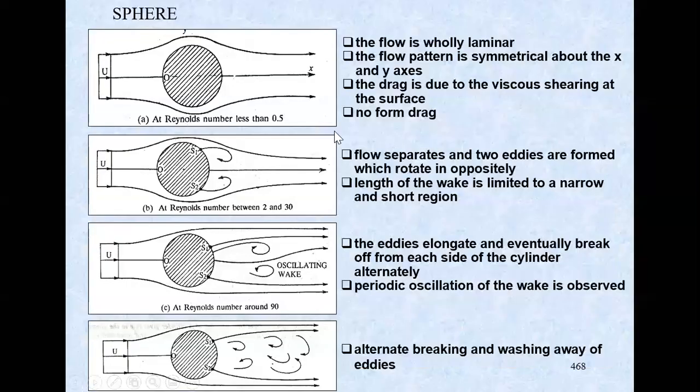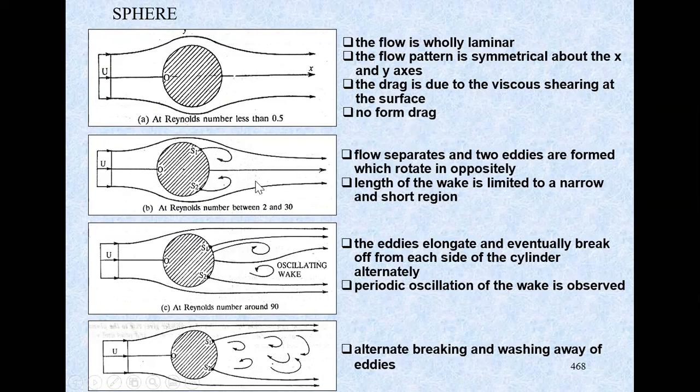So if we analyze each of the conditions, for a small Reynolds number, the flow is wholly laminar and symmetrical. The viscosity is still big because it's still attached to the wall. There is no form drag. Previously we identified different drags, the friction drag and the form drag. The friction drag is due to the friction, the form drag is due to the pressures.